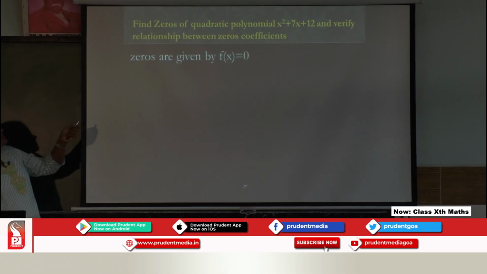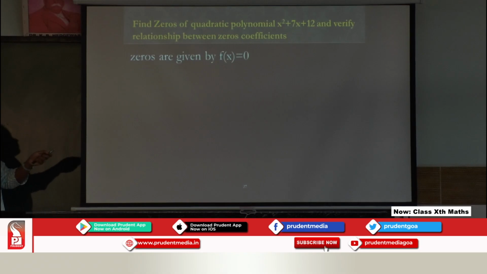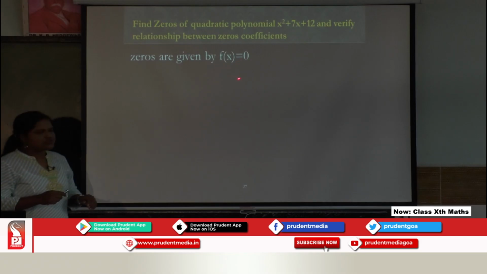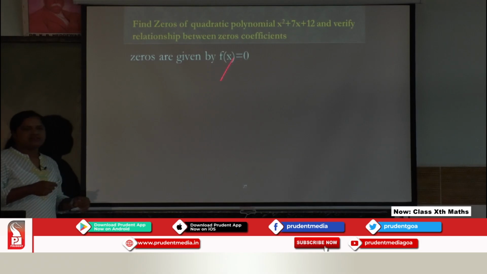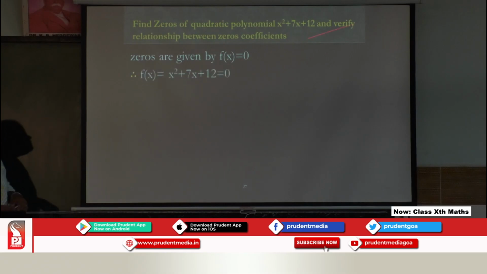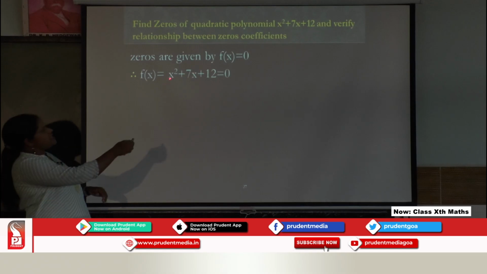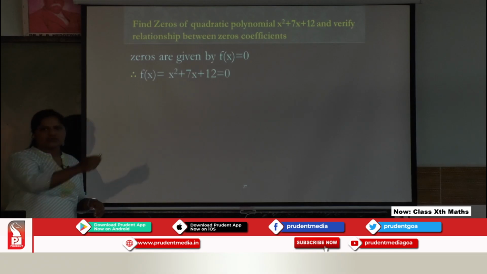It's given here: find zeros of the quadratic polynomial x square plus 7x plus 12 and verify the relationship between zeros and coefficients. See, now here the polynomial is given and what we are supposed to do is find its zeros. So what do we do? We always equate it to 0 first, whichever polynomial is given. So I substituted that polynomial: x square plus 7x plus 12 is equal to 0.